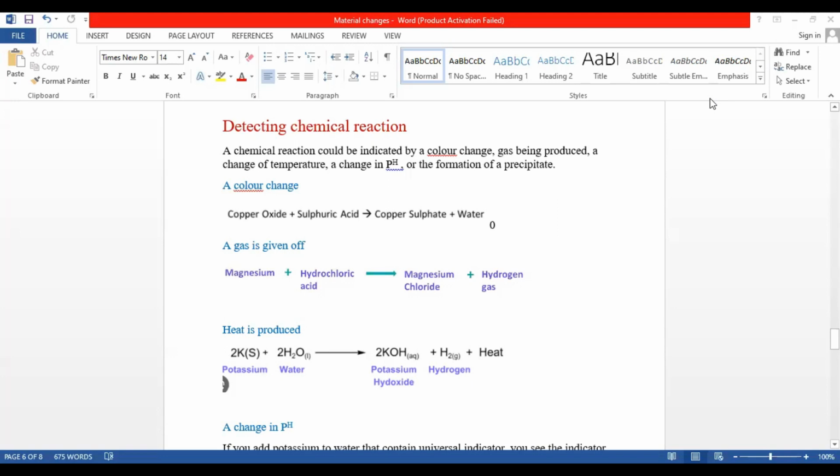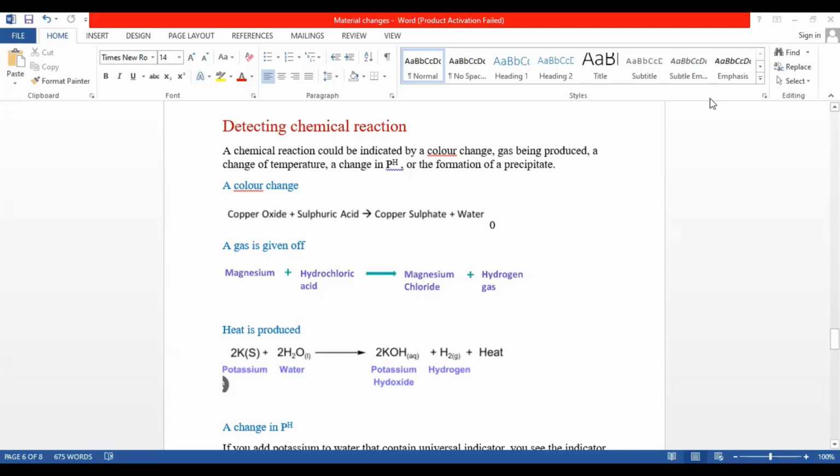Now we will see how to detect a chemical reaction. A chemical reaction could be indicated by a color change, gas being produced, a change of temperature, a change in pH, or the formation of a precipitate. These are the things that show whether a chemical reaction has happened or not. If there is a chemical reaction, we can see any of these changes.